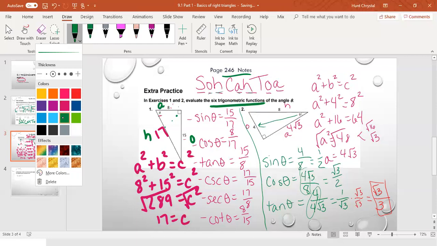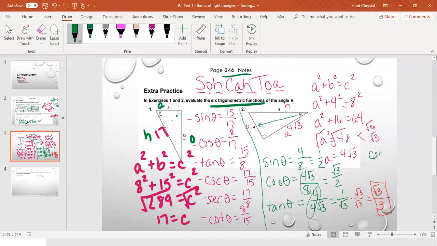So right beside sine, I'm going to use cosecant, which is its flip. So if sine is opposite over hypotenuse, I'm going to do hypotenuse over opposite, which would be 8/4, which is just 2. Same thing for secant. Secant is the flip of cosine. If I just take this answer and flip it, I'll have 2/√3.